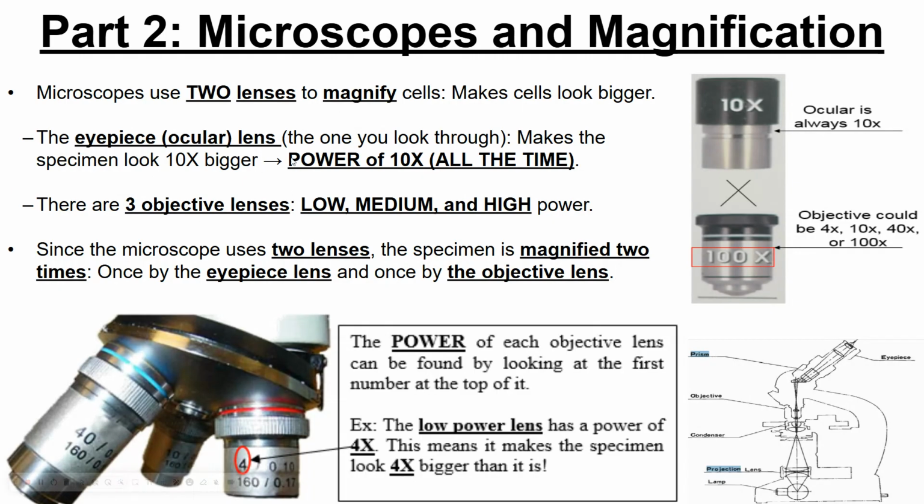For us, our eyepiece lens is always 10 times, and the objective lenses that we have, it's written on them: 4, 10, or 40. So just make sure you take a look at that. Some of them have different colored stripes to show you which one you're looking at as well, in case you don't see the numbers.